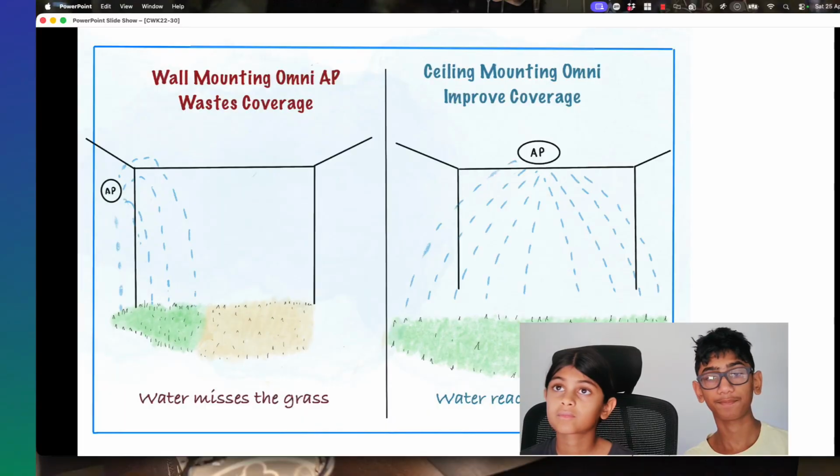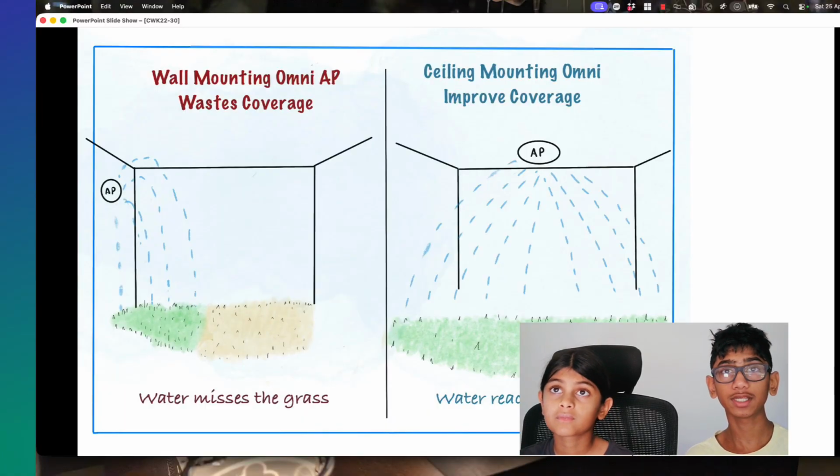In this episode, we're going to be talking about if it's better to mount an AP like this on a ceiling or on a wall like this. But which one is better? To help you understand, let's use this image.